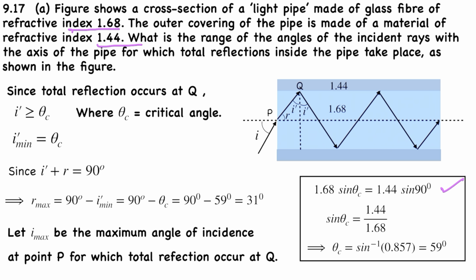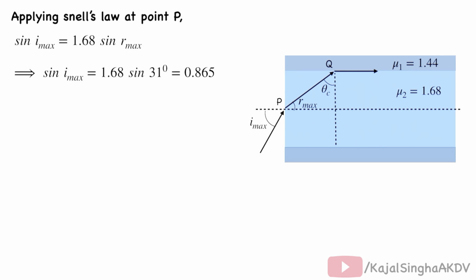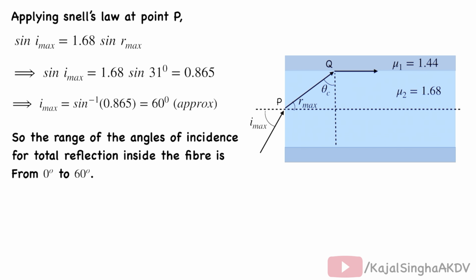Let i max be the maximum angle of incidence at point P for which total reflection occurs at Q. Now if we apply Snell's law at point P, we get sine i max equals 1.68 sine r max, or after calculating we get i max equals 60 degree approximately. So the range of the angles of incidence for total reflection inside the fiber is from 0 degree to 60 degree. If the light rays at point P are incident at an angle greater than 60 degree, then at point Q no total internal reflection takes place.